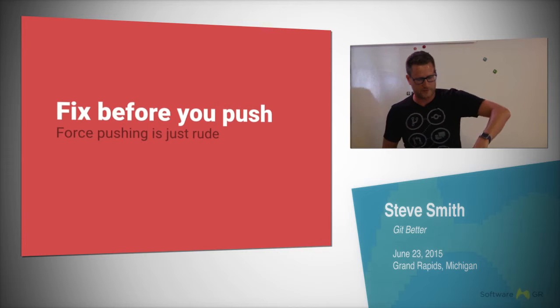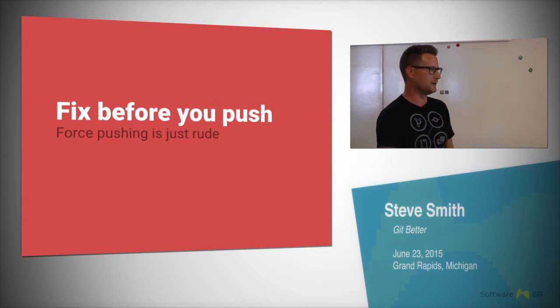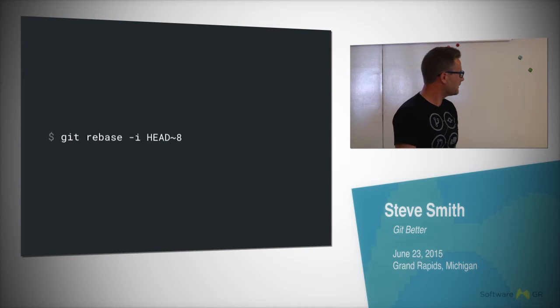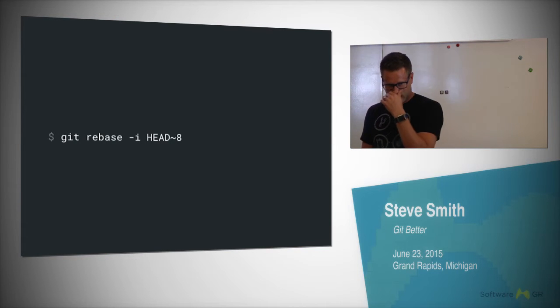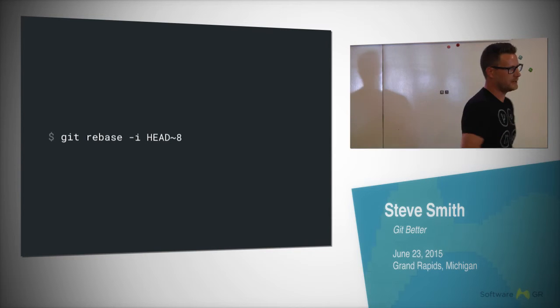Get it done. So here's what you can do. I have that list of commits that I've done, and I'm like, ugh, that looks terrible. It makes me look really dumb. So I can just git rebase -i HEAD~8. There were 8 commits in that list. Okay, so HEAD~8.